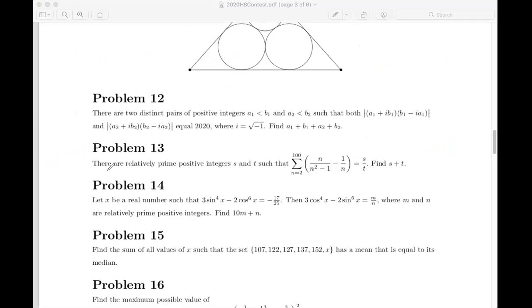Problem 13. There are relatively prime positive integers s and t such that this finite sum, n equals 2 to 100 of n over n squared minus 1 over n, equals s over t. Find s plus t. So we need to compute this sum. In the competition, you're actually allowed to use a computer program, but I'm not going to try to use this by hand. If it's impossible, then we got to skip it, but let's see.